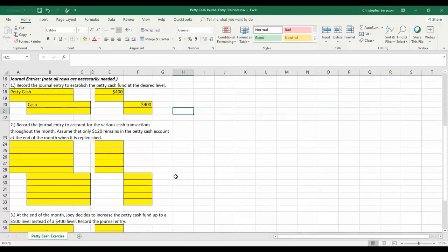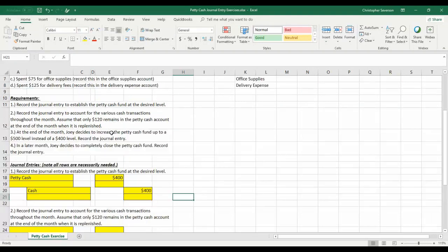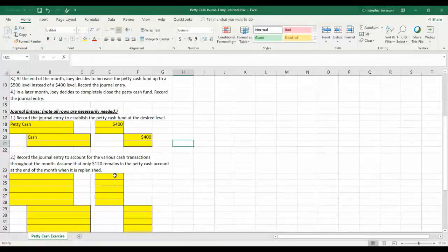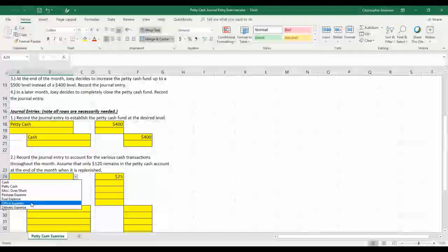Now let's take a look at number two. We're recording the journal entry to account for the various cash transactions throughout the month, and we'll get to this whole $120 issue in just a bit. But first, we're going to handle the various cash transactions. $25 for postage expense. That's what we're recording there. So we have to debit postage expense for that particular amount.